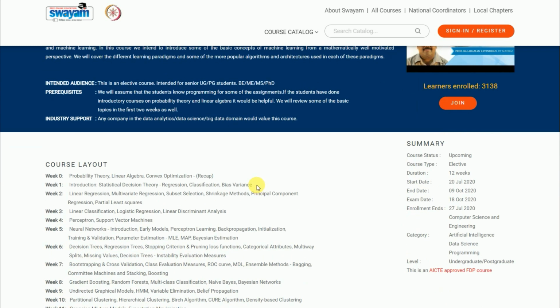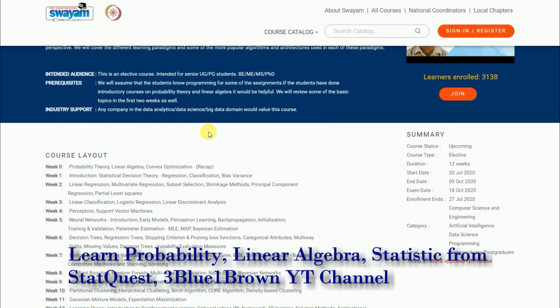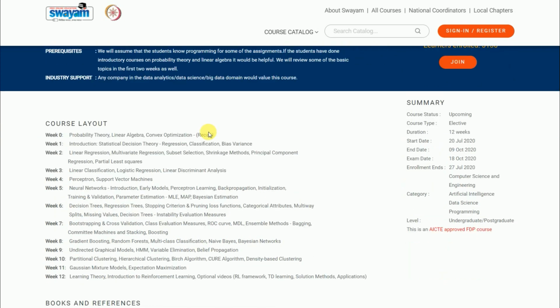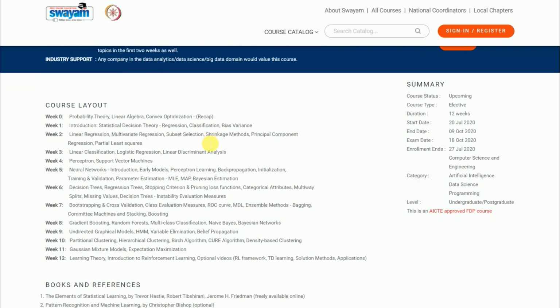Now let me show you the course layout. And before that, I would like to tell you the prerequisites. So they assume that you already know a little bit of programming, which will help you in assignments, and also that you have a brief idea about probability theory and linear algebra. That will be helpful for you, but they are also covering a basic overview of those topics in the first week, or maybe before starting the course. So that will again give you a little heads up for the course.